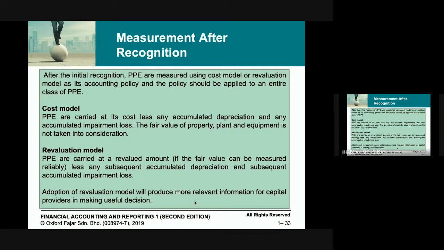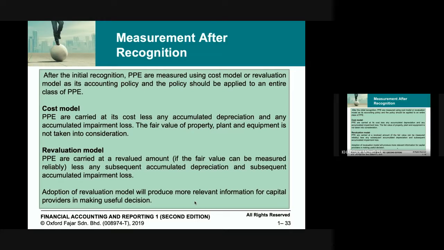The fair value of property, plant and equipment is not taken into consideration. Fair value is what we say is the market value of the asset. In the revaluation model, PPE is carried at a revalued amount, if the fair value can be measured reliably, less any subsequent accumulated depreciation and subsequent accumulated impairment loss.